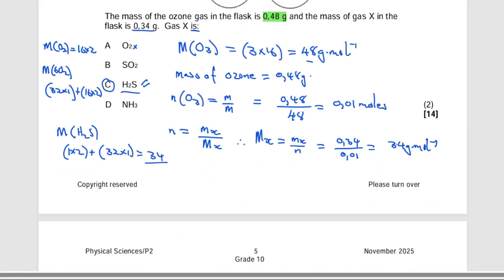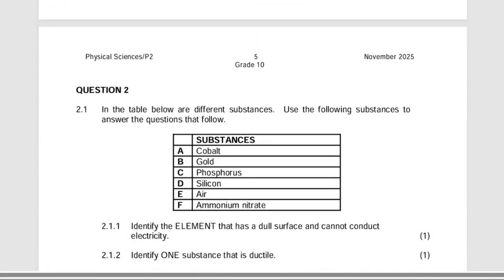Then moving on to the next question, we're done with the multiple choice questions. Now we're heading towards the structured questions. Question 2.1 reads: in the table below are different substances, use the following substances to answer the questions that follow. We have different substances named A until F: cobalt, gold, phosphorus, silicon, air, and ammonium nitrate.